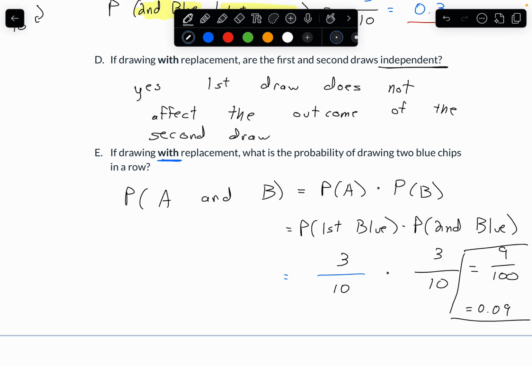So as you're working on the homework problems for this section, please make sure that you're reading very carefully and you're considering, are we drawing with replacement or are we drawing without replacement? Because as we'll see in the next video, it will make a difference in our answers.